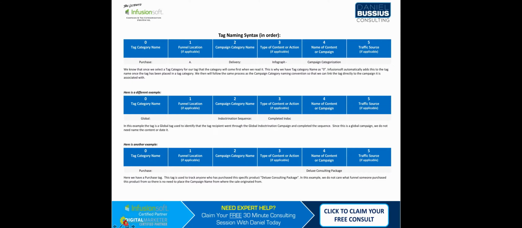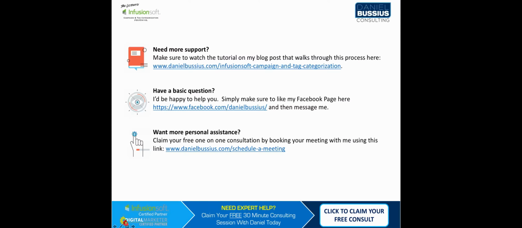The funnel location, we're labeling it as A. So it's a top of funnel tag associated with a campaign that is delivery. And the type of content is an infograph. And the name of the actual infograph is campaign categorization. And so that's a pretty detailed example. We certainly don't have to be, and to be honest with you, I really don't think your tags will ever be this detailed, but I wanted to show you a pretty detailed tag category name.